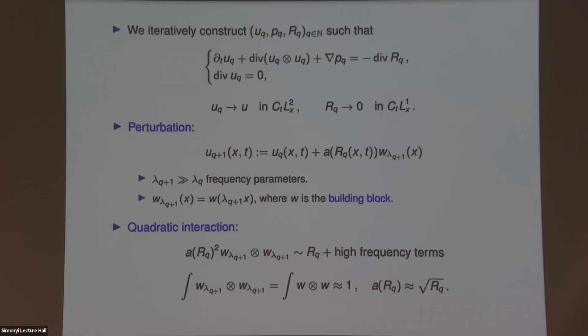So it is very, very concentrated at scale 1 over μ_{q+1}, which is way smaller than 1 over λ_{q+1}, and then λ_{q+1} periodic. And this is what I denoted W_{λ_{q+1}}, and what we plug in is this times some slow variable. Great. Now let's see what we can say.